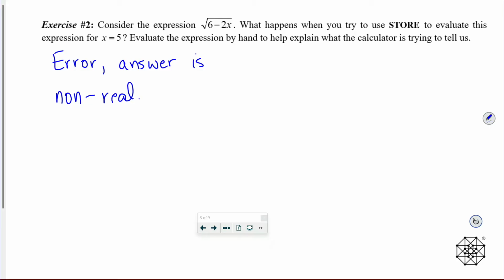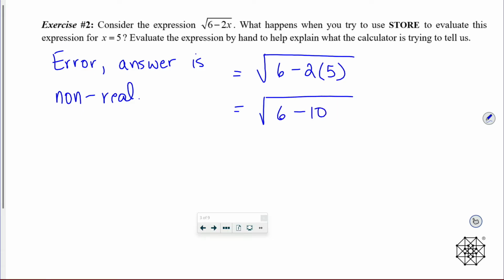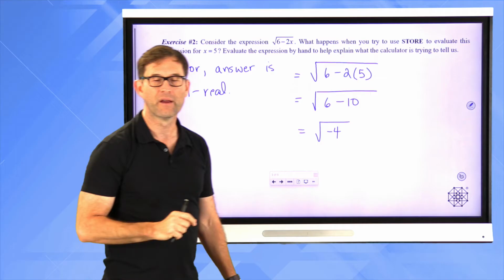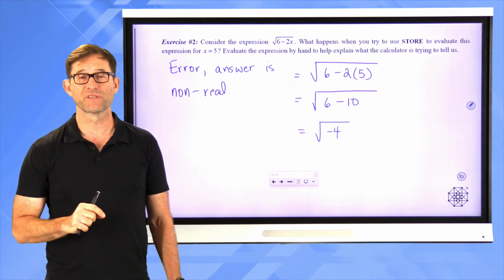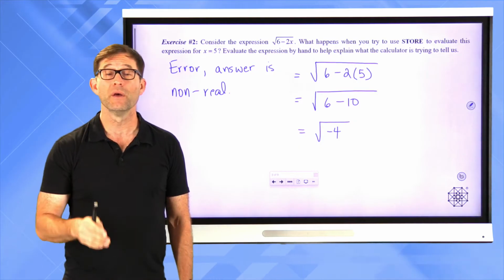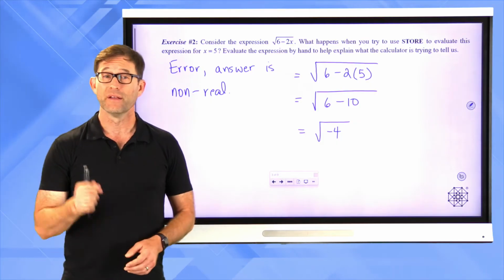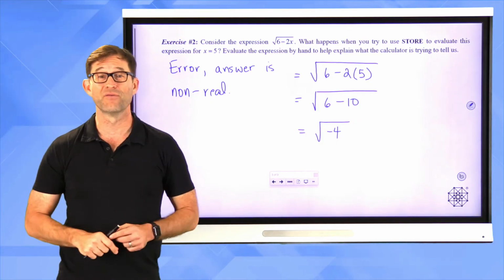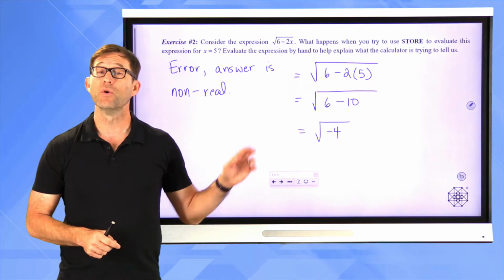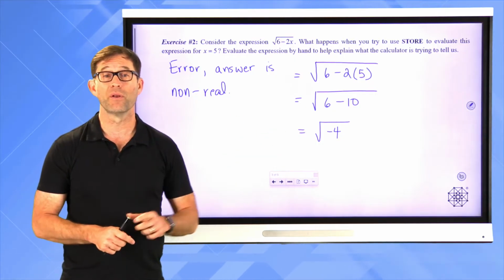All right, now let's take a look at why that is. So let's actually do the evaluation. I'm going to have the square root of 6 minus 2 times 5. So that's going to be the square root of 6 minus 10. And that is going to be the square root of negative 4. Now we talked about already in this course the fact that you cannot, with real numbers, take the square root of a negative number. It's not 2, because 2 times 2 is 4. It's not negative 2, because negative 2 times negative 2 is positive 4. So this can't be done with real numbers at this point.